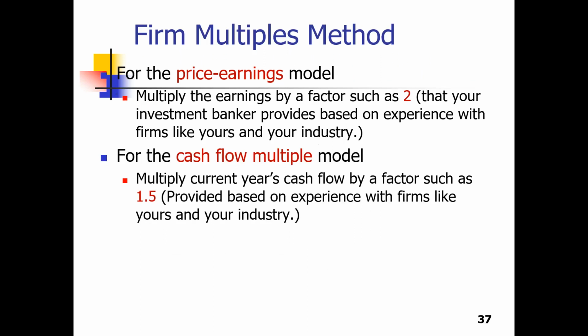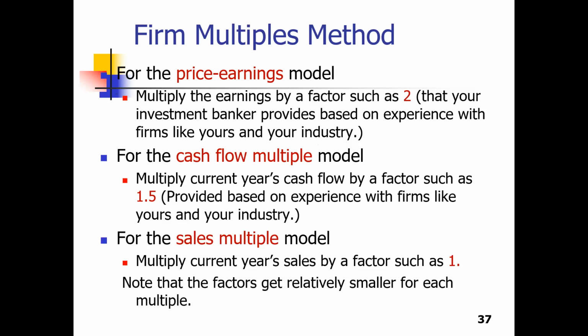Again, these are for brick and mortar businesses, not for unicorns, but those are very few. And SAP is not a unicorn either. It's not Facebook. For the sales multiple model, multiply current year's sales by a factor such as 1.0. Note that the factors get relatively smaller for each multiple.